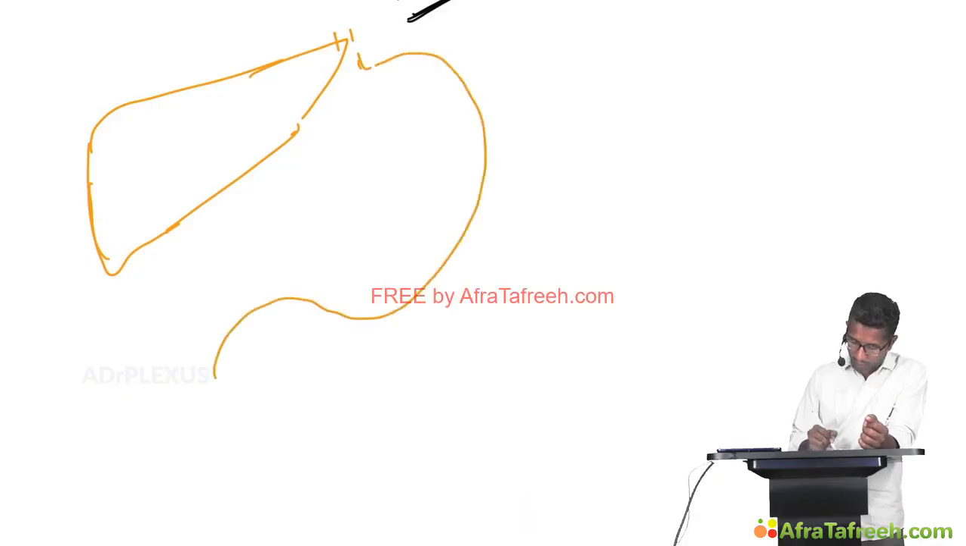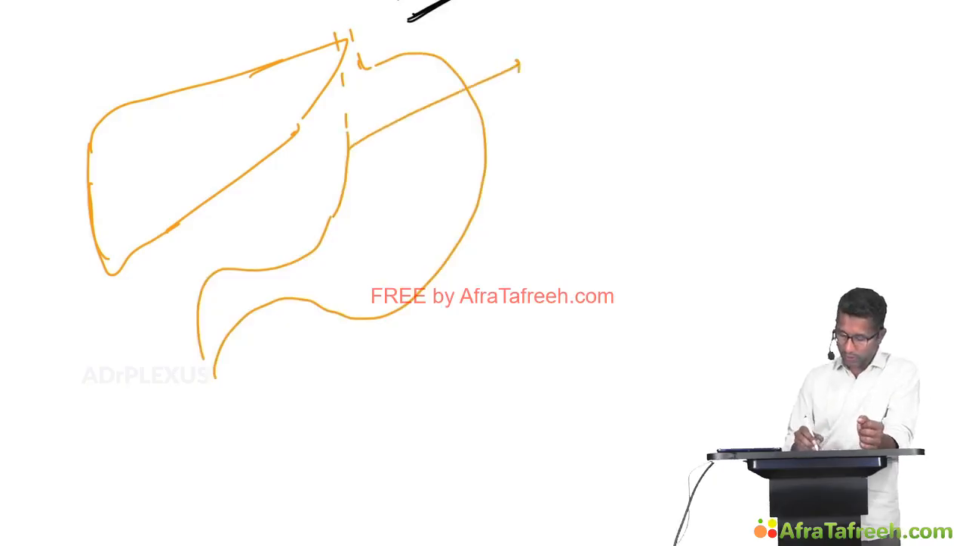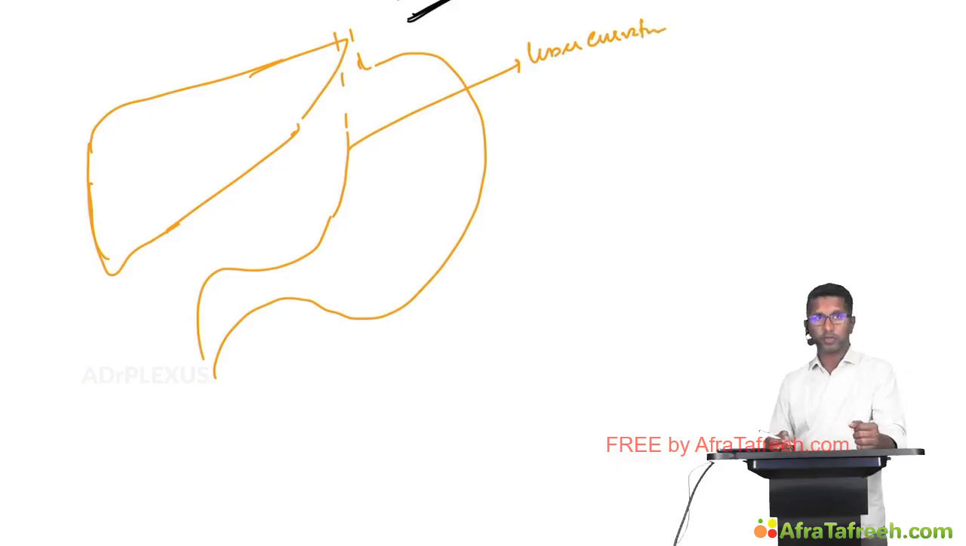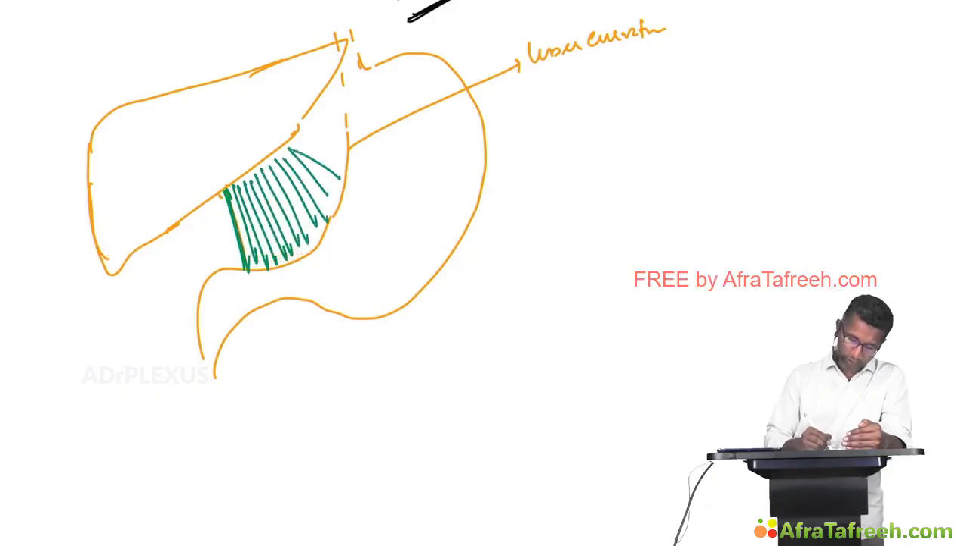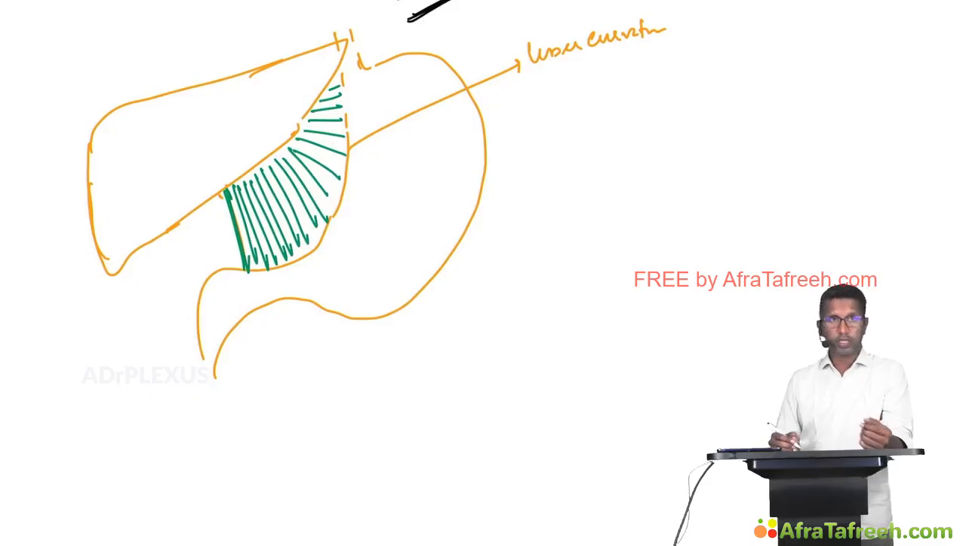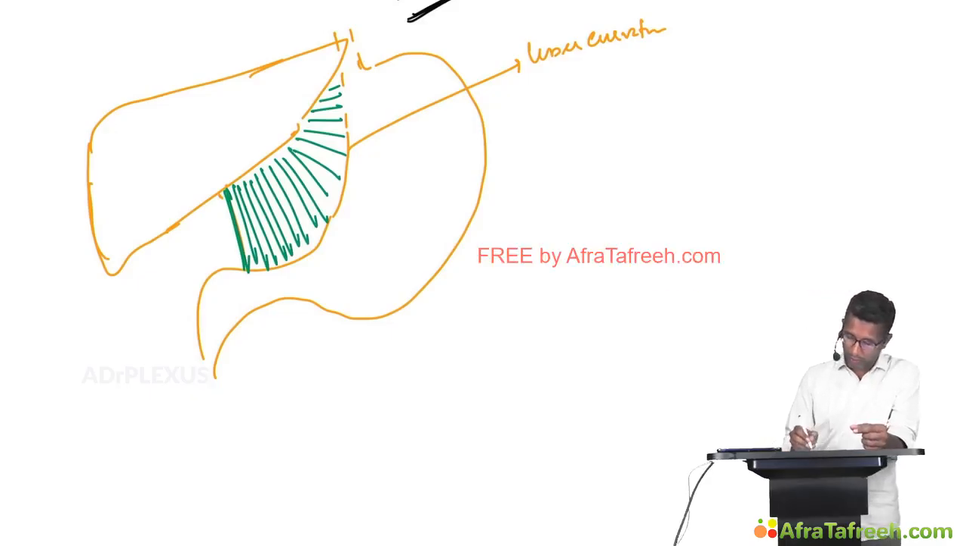The part of the stomach which is seen here is called the lesser curvature of the stomach. The part of the peritoneal fold which extends from the liver to the stomach is called the lesser omentum. Though it is attached to the lesser curvature of the stomach, at the liver it is attached to one narrow area.